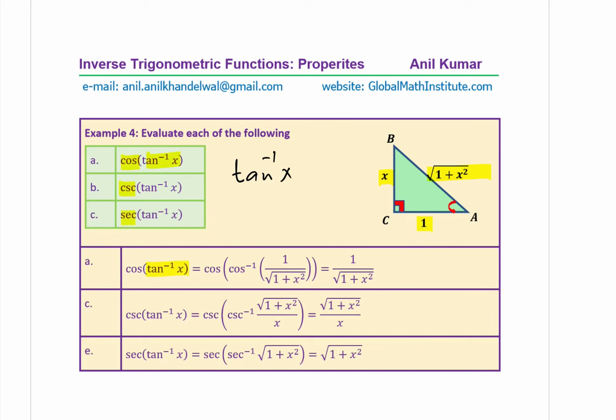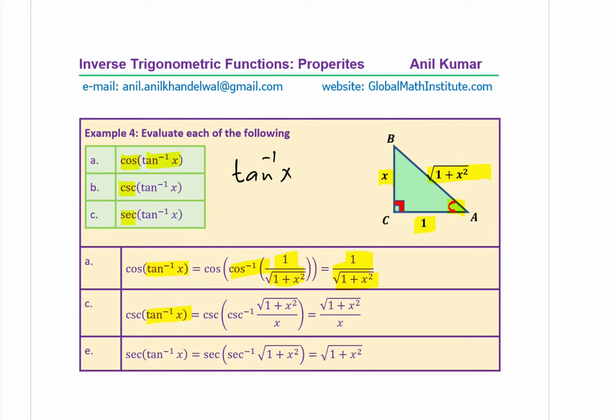So tan inverse x, how do we write in terms of cos? Well, looking from this particular angle, cos is 1 over square root of 1 plus x squared as mentioned here. So that will be cos inverse of this. And cos of cos inverse will give us the value itself, which is 1 over square root of 1 plus x squared. So I hope the concept is absolutely clear.